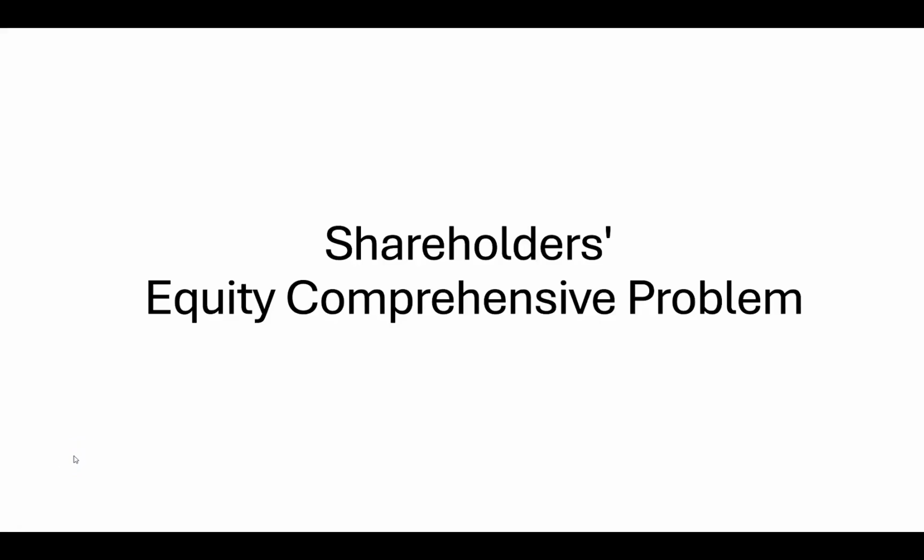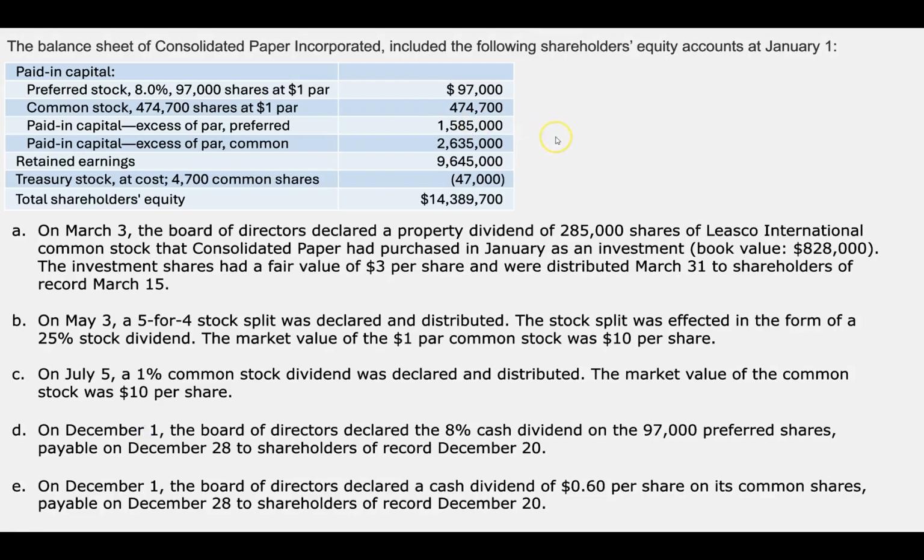Hello. In this video, we'll be going through a shareholders' equity comprehensive problem. The balance sheet of Consolidated Paper Incorporated included the following shareholders' equity accounts at January 1st. So here we're given in this table all the balances on January 1st for this company. And then there's all these transactions A through E that we need to account for. So let's get started.